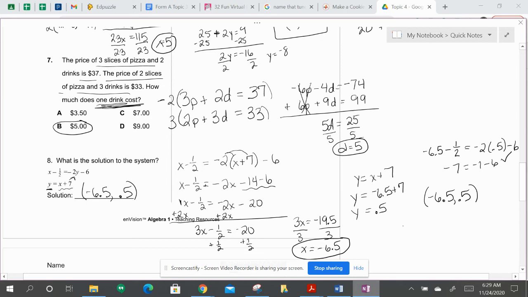Second equation, the y value, 0.5, is equal to negative 6.5 plus 7. And that is also true. So even though this seemed like a strange answer, it is the correct answer.